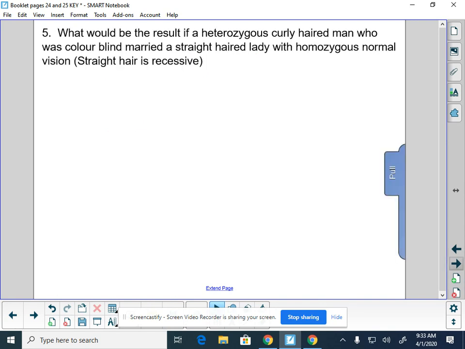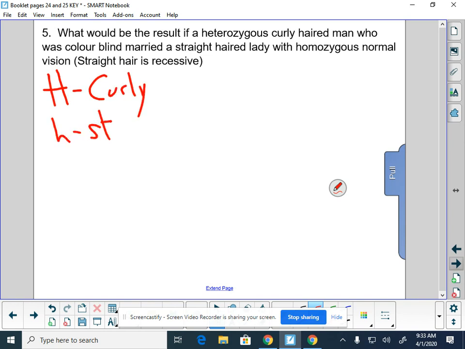Next question. Now we're getting a little bit more complex because we're now doing dihybrid questions. What would be the result of a heterozygous curly-haired man? It says later on straight hair is recessive. So I have to do a legend again. This is not a sex-linked trait. A big H for curly hair, a little h for straight hair.